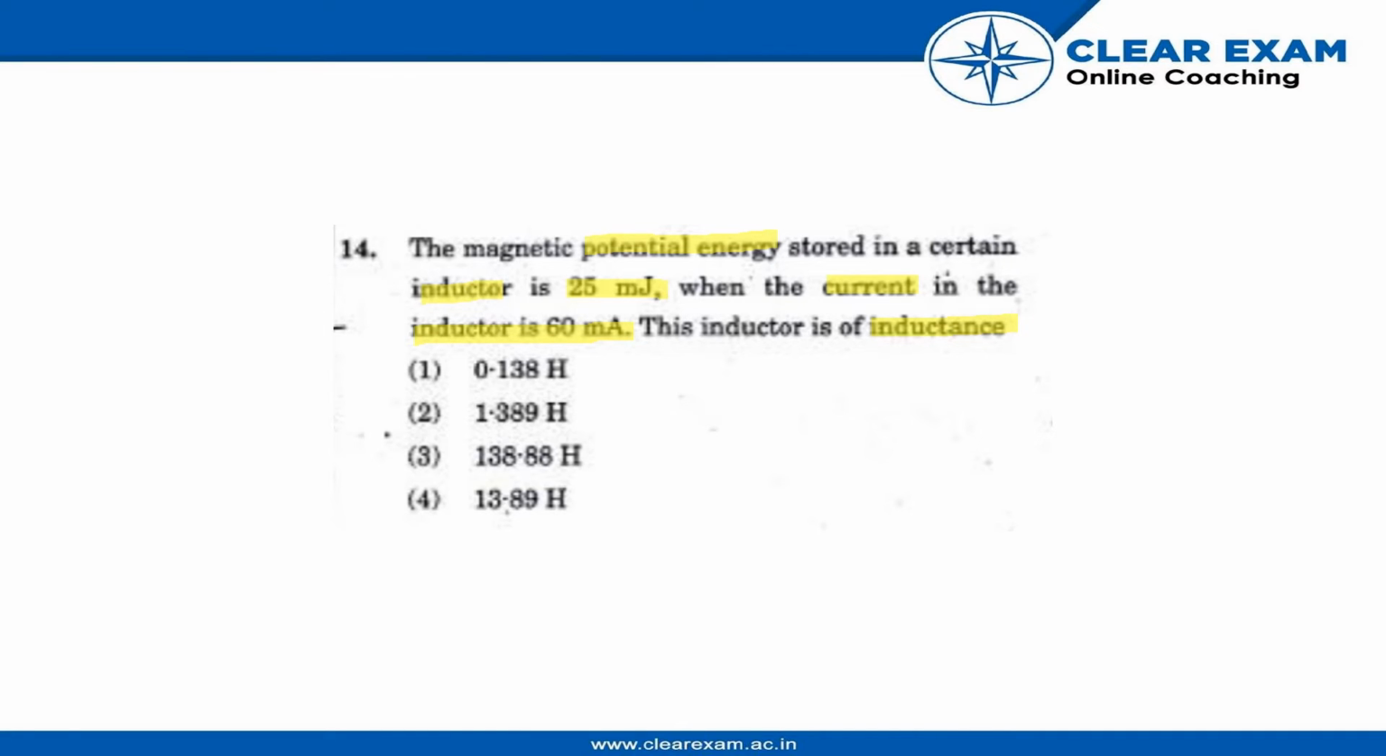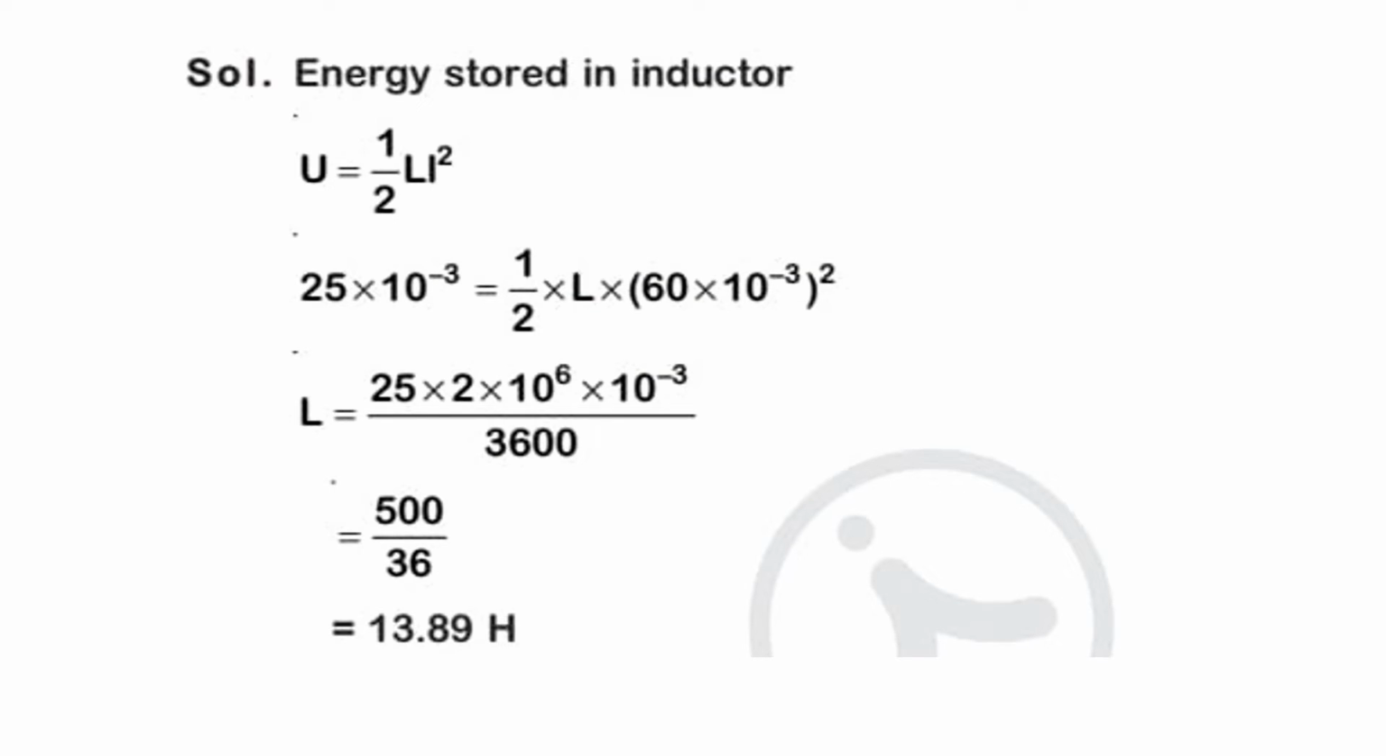Let's solve it. So the formula for energy stored in an inductor is U is equal to half L I square. So U is equal to 25 into 10 raised to the power minus 3 is equal to half into L, which we have to find out, and I is given as 60 milliampere, so we have converted it into ampere. It's basically the magnetic field, its current, and this we have to find out, the inductance.